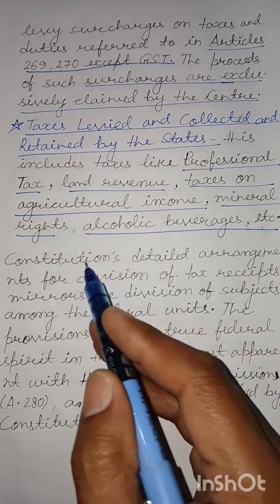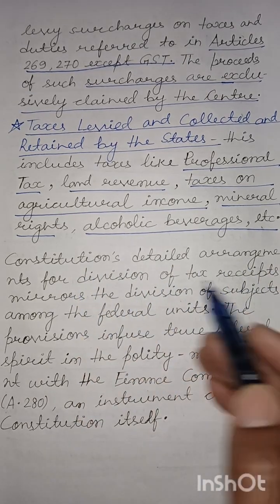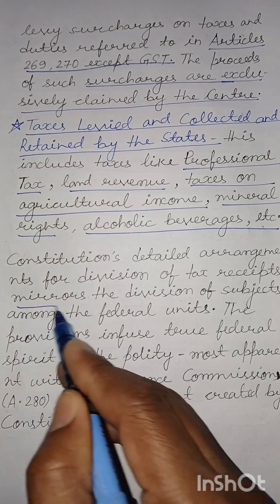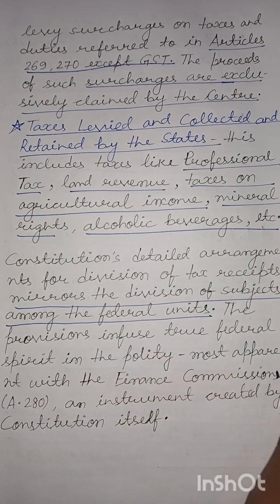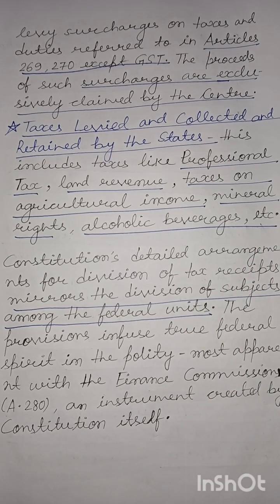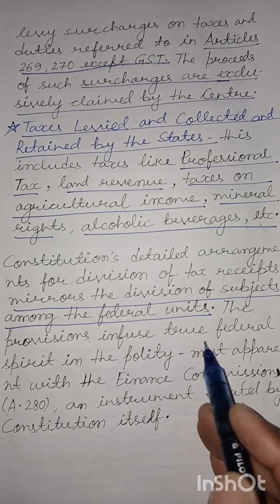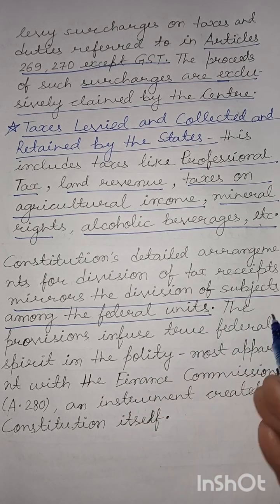The conclusion we are coming to is that the Constitution's detailed arrangement for division of tax receipts mirrors the division of subjects among the federal units. By now you can make out through our discussion that this closely reflects the federal principle, that is, the division of subjects among the state, center, concurrent list, and the residuary parts. This is another argument that we are making. Please ponder over it.